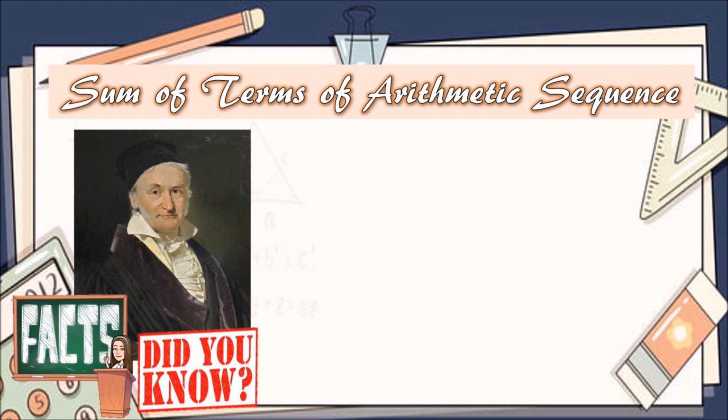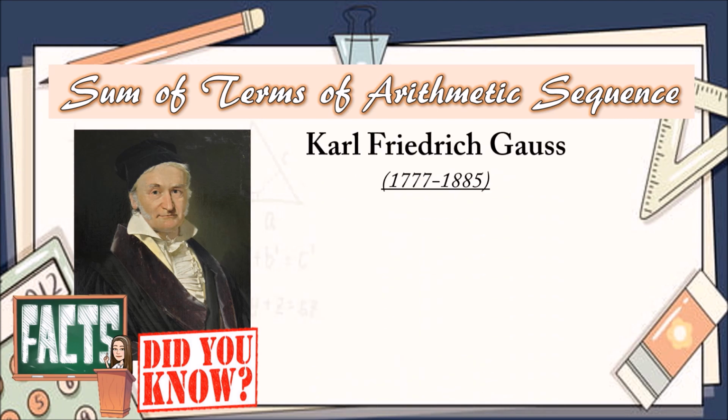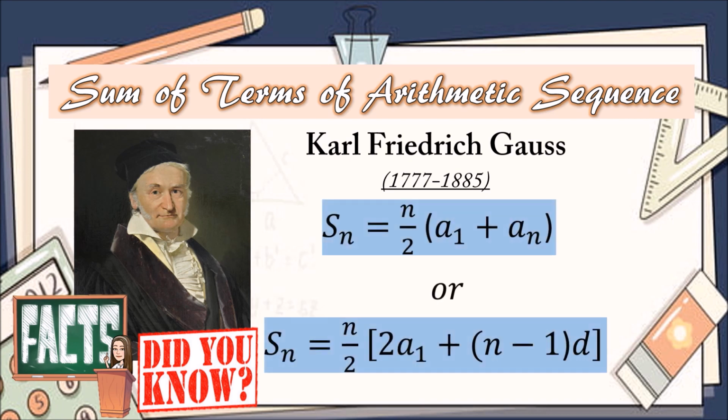Alam nyo bang dahil sa mathematician na ito, mas mapapadali ang paghahanap ng sum of terms ng arithmetic sequence? Ayon sa kwento, nung siya ay nasa elementarya pa lamang, ay pinag-solve siya ng kanyang guro na hanapin ang sum of terms starting from 1 to 100 at ito ay nagawa niya ng segundo lamang. Siya ay si Carl Friedrich Gauss na ipinanganak noong 1777 at namatay noong 1855. Siya ang nakatuklas ng formula para sa sum of terms of arithmetic sequence.